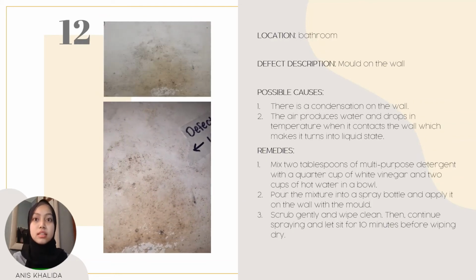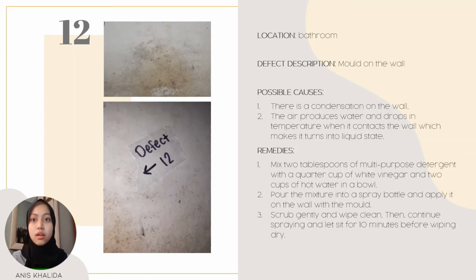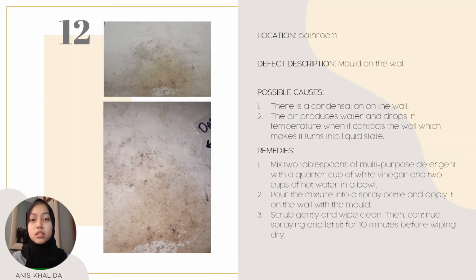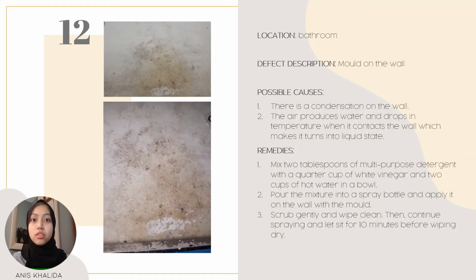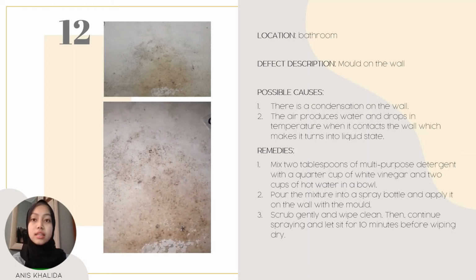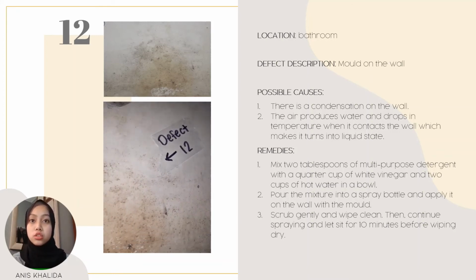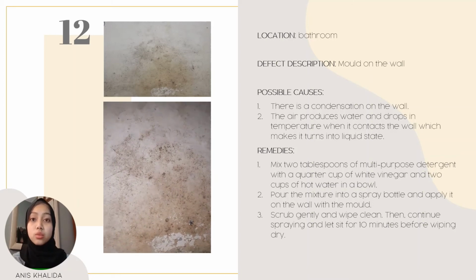Next is defect number 12, which is about mold on the bathroom wall. The mold is caused by condensation happening on the wall, which is often cooler than the air inside the house. The air produces water which will drop in temperature when it touches the wall.